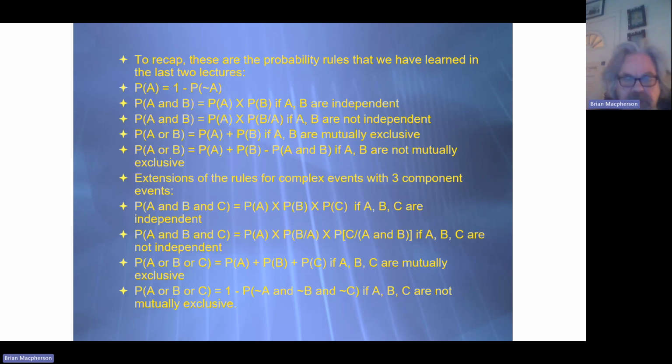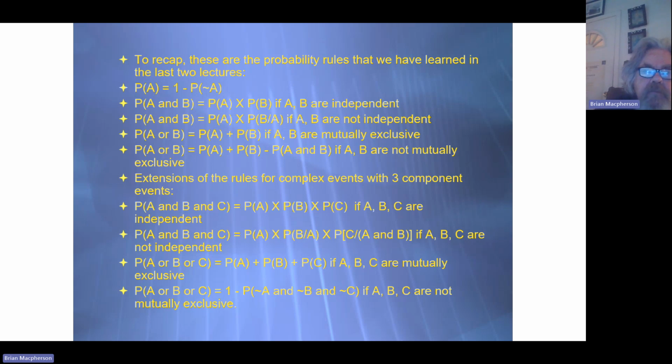So anyway, let's go over these formulas. To recap, these are the probability rules that we have learned in, not the last two lectures, well, yeah, actually this lecture too. Okay, so here it is. First of all, we have on top what is called the complementation rule. The probability of A is equal to 1 minus the probability of its complement, right? That's what we just talked about.